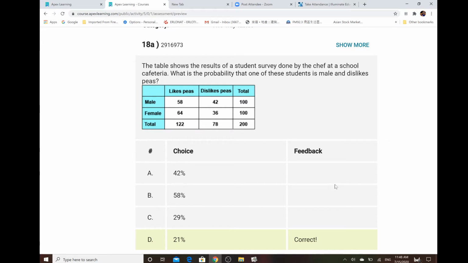So a lot of people probably come up with 58 over 100. That would be considered incorrect. 42, that would be dislike. No, that's also considered incorrect. 29, well, that's something else. Here's the way to come up with 21%.